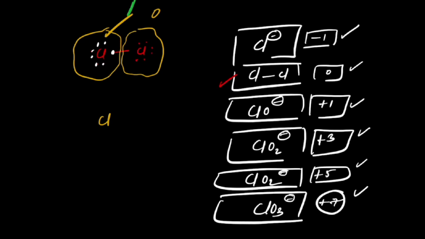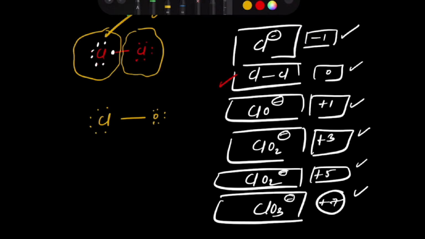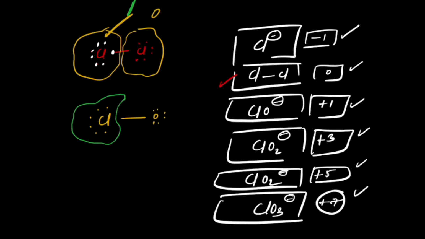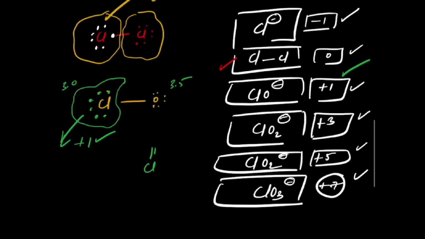In ClO minus, it is attached to this oxygen, and these are the lone pairs it has. Now when I do the partition of electrons, will I leave the electron with oxygen or chlorine? I'll leave the electrons with oxygen. You know why? Because oxygen is more electronegative, 3.5 versus 3.0. So it will get only 6. 1, 2, 3, 4, 5, 6. That's why it has 1 electron less. That's why oxidation state is +1.